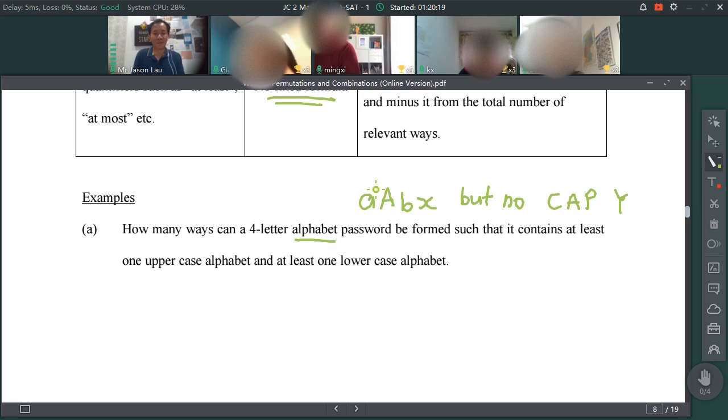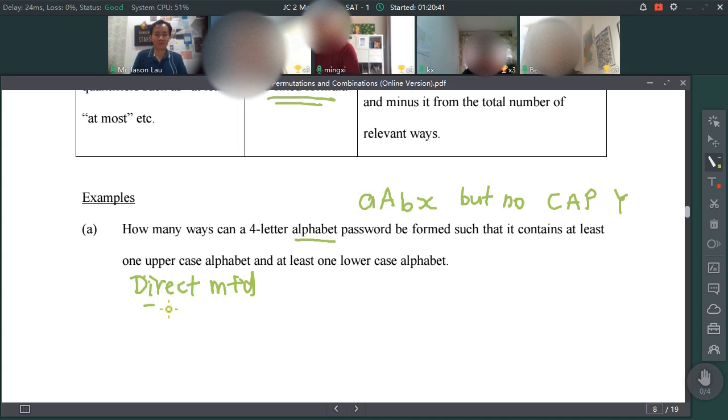So can we use complement, or can we use the direct method? Okay, so this time we try the direct method. How can we find the number of ways using the direct method to get at least one uppercase and at least one lowercase? What's wrong with the direct method? It's a lot of trouble. So the direct cases will be this.